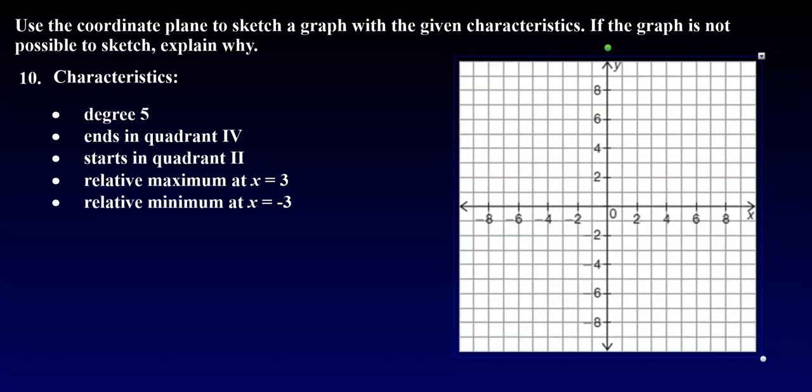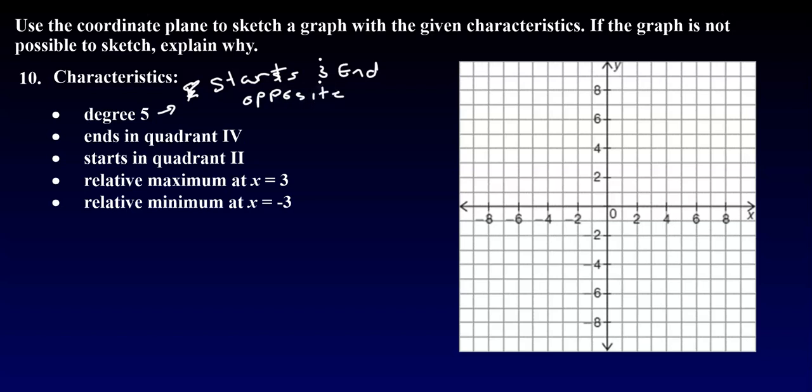Alright, let's look at our first example. Use the coordinate plane to sketch the graph with the given characteristics. If the graph is not possible to sketch, explain why. Okay, so first of all, degree 5 means that it starts and ends opposite.